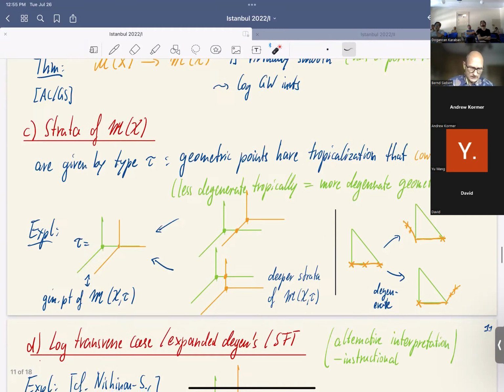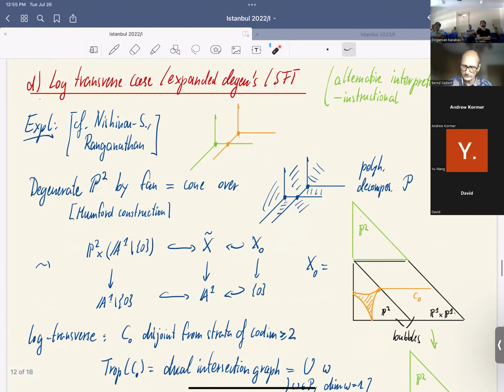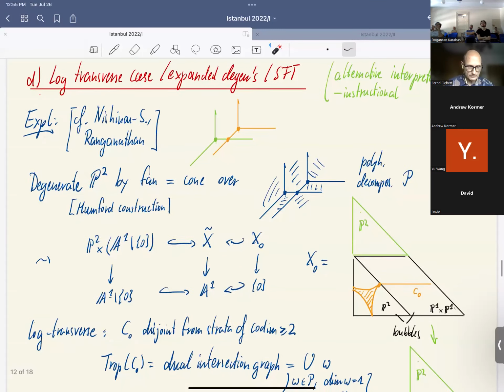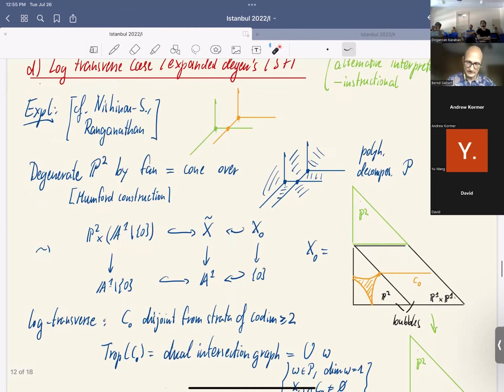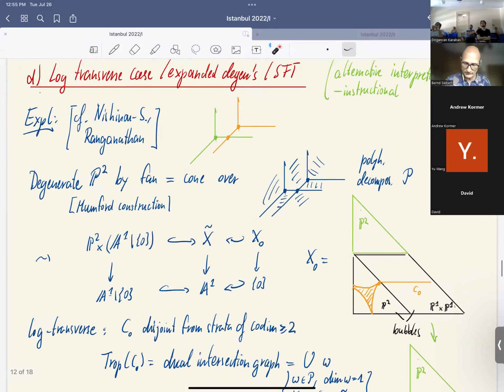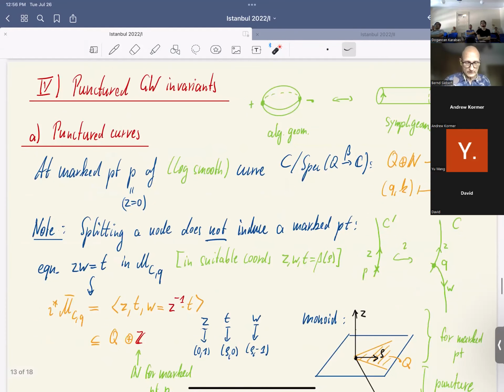Okay, so I would like to say something on these log transverse cases, from the expanded degenerations point of view. I tend to skip it for now because I'll have a lot more to say. Maybe if we have more time in the end or you are interested, then ask me afterwards, okay? Let's skip it for now. So rather than doing that, let's go to punctured Gromov-Witten invariants.